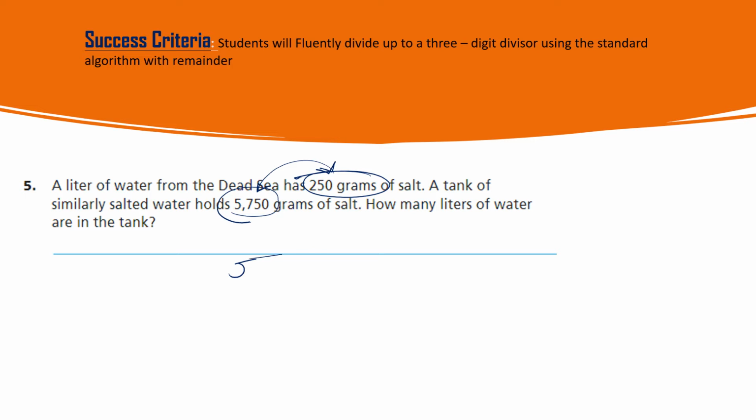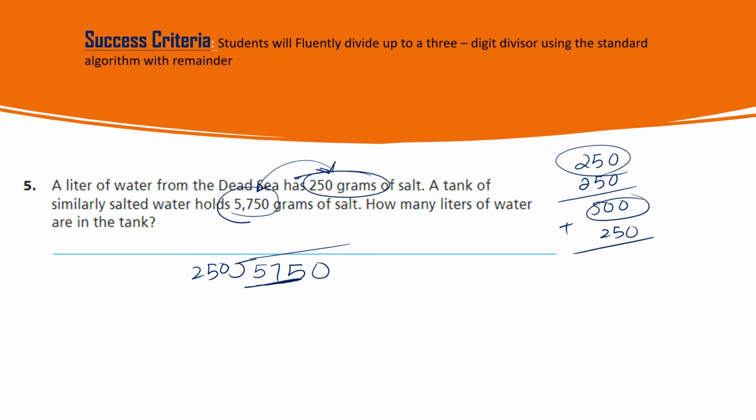We divide 5750 grams by 250 grams. If the salt is on one side, then the leftover will be your water. So now three digits outside, three digits inside. Let's try to add 250 plus 250, it gives us 500. Again add 250, you will get 750, and so on.